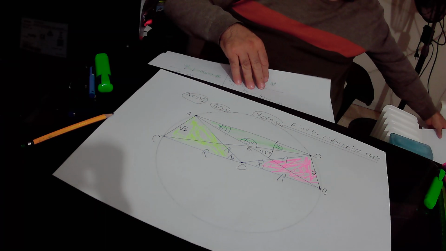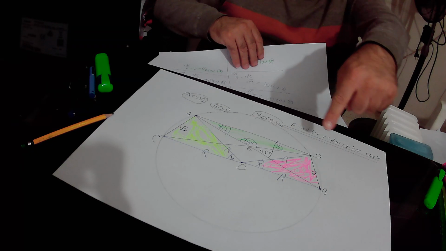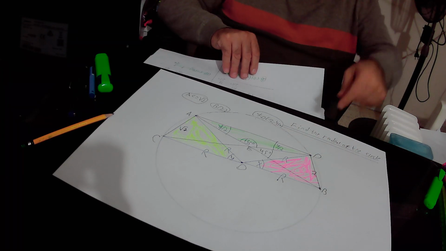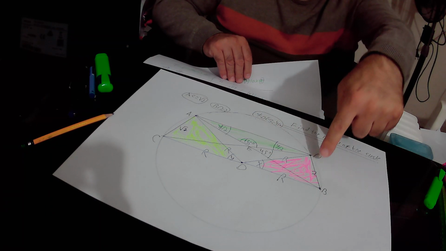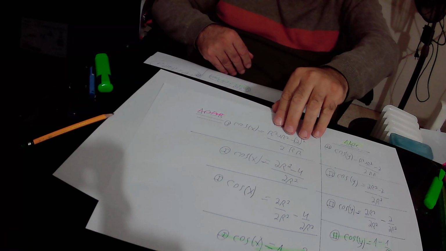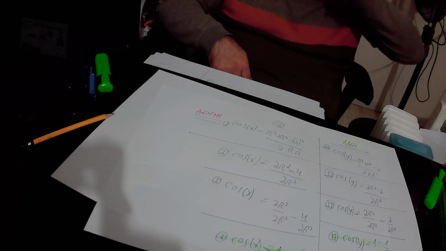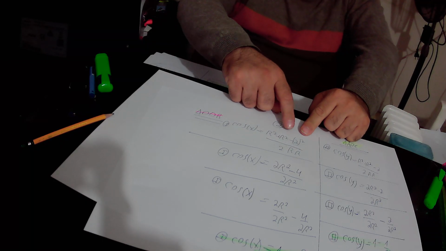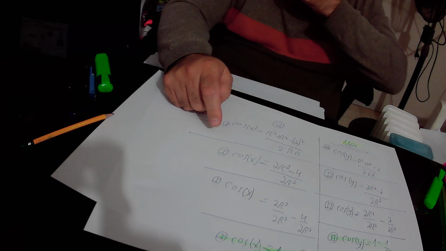In the next step, we implemented the law of cosines in the pink triangle, triangle DOB. According to the law of cosines in this pink triangle DOB, cosine x equals r squared plus r squared minus 2 squared over 2 times r. I'll repeat again, the pink triangle, triangle DOB, cosine x equals r squared plus r squared minus 2 squared over 2 times r. So here cosine x equals r squared plus r squared is 2r squared, minus 2 squared is minus 4, 2 times r is 2r squared. Okay?